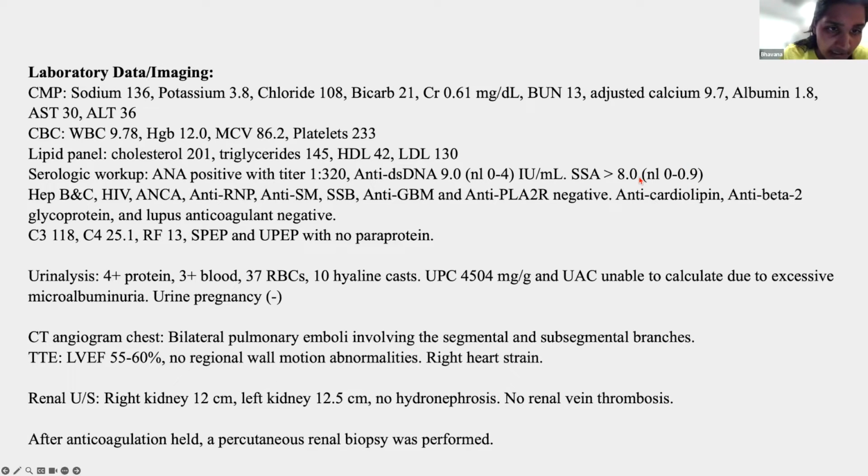CTA chest showed bilateral pulmonary emboli involving the segmental and subsegmental branches. A TTE showed an ejection fraction of 55 to 60% with no regional wall motion abnormalities, and she did have right heart strain. Kidney ultrasound showed a right kidney of 12 centimeters, left kidney 12.5 centimeters, and no hydronephrosis, and there was no renal vein thrombosis. After anticoagulation was held, a percutaneous renal biopsy was performed.